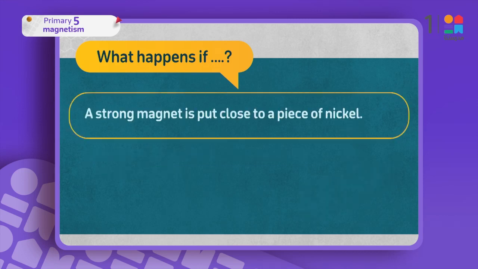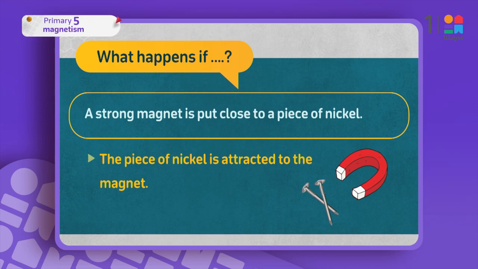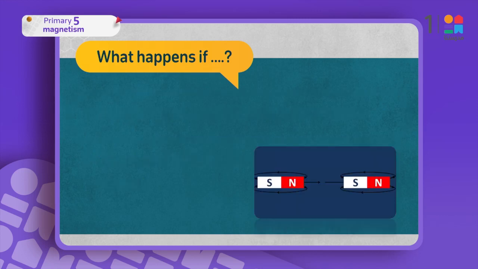Okay, what happens if another question: a strong magnet is put close to a piece of nickel? What will happen if we bring a magnet close to a piece of nickel? Is nickel a magnetic or non-magnetic material? A magnetic material. So what happens to it? It is attracted to the magnet. So the piece of nickel is attracted to the magnet.